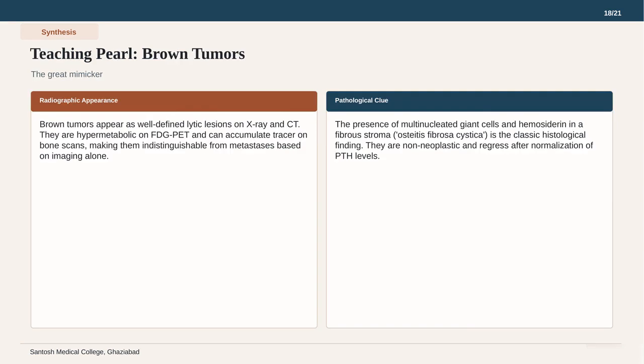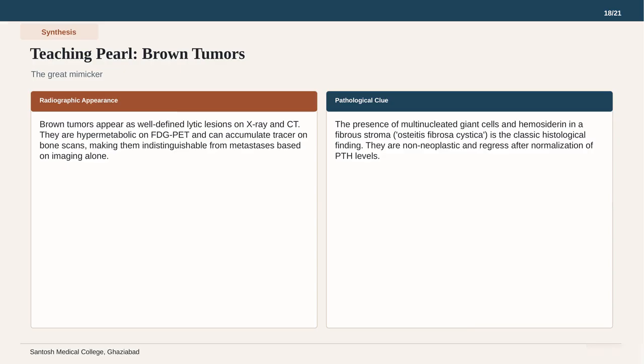This teaching pearl focuses on brown tumors, which we now know were the cause of this patient's lytic lesions. On the left, the slide explains their radiographic appearance. They show up as well-defined lytic lesions on X-ray and CT and are hypermetabolic on PET scans. This makes them virtually indistinguishable from metastatic cancer based on imaging alone.